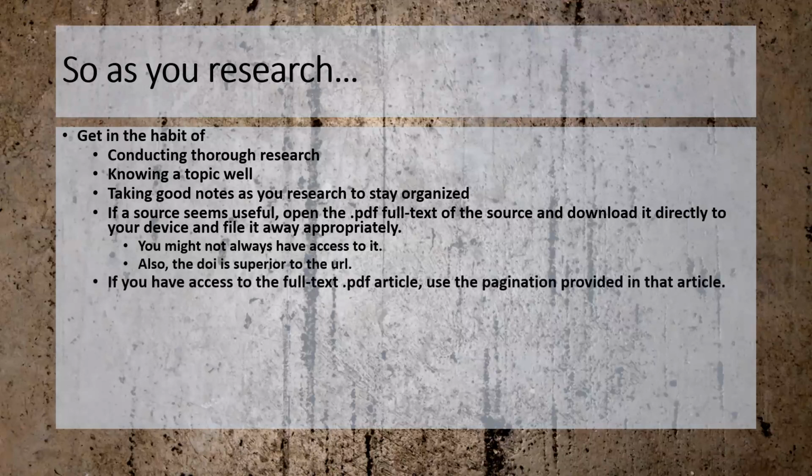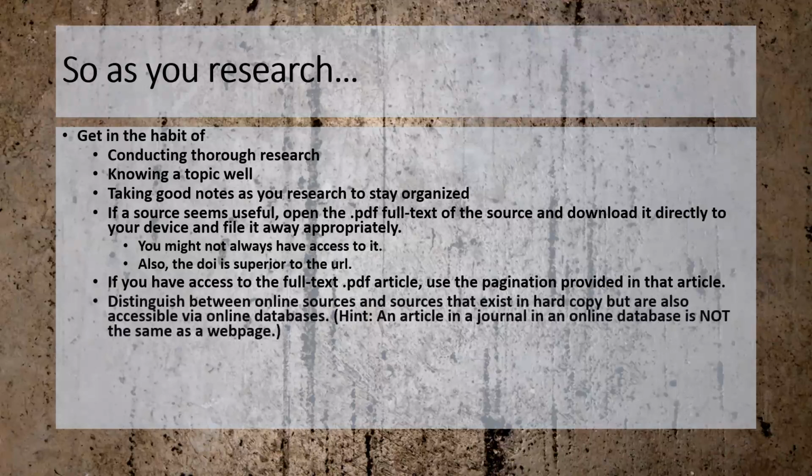Again, if you have access to the full text PDF article, use the pagination provided in that article. Almost 100% of all scholarly peer-reviewed journal articles will have a PDF that you can open and download. That's the version you should work off of, and use the internal pagination in that PDF. That will make it way easier for you, and it also makes it easy and clear for your reader if they want to find that source themselves and locate that quote that you cited or that paraphrase.